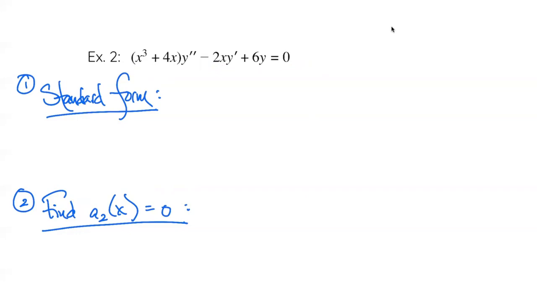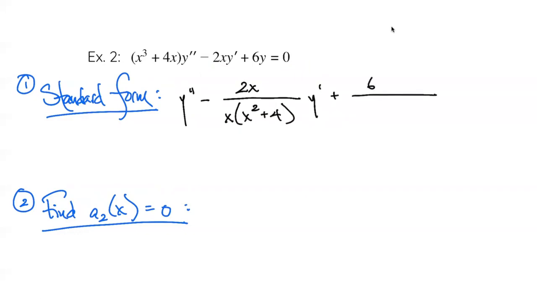If we divide this away, we get y double prime minus 2x over, and I'm going to factor this x cubed plus 4x while I'm here, so I get x times x squared plus 4 in the denominator. There's a y prime here, plus 6 over x squared plus 4, y equals 0.